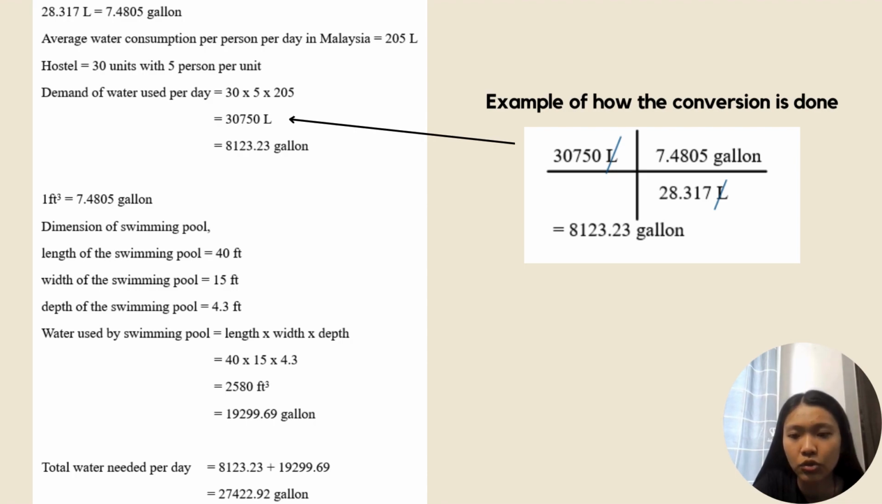The dimensions of the swimming pool we use are length 40 feet, width 15 feet, and depth 4.3 feet. The water used by the swimming pool is length times width times depth, which is 2580 feet cubed, and we convert it to gallons. So the total water needed per day is the total demand of water used per day plus the water used by the swimming pool.